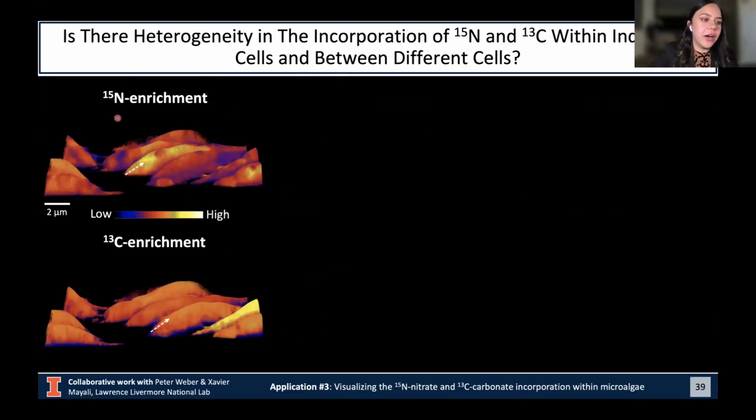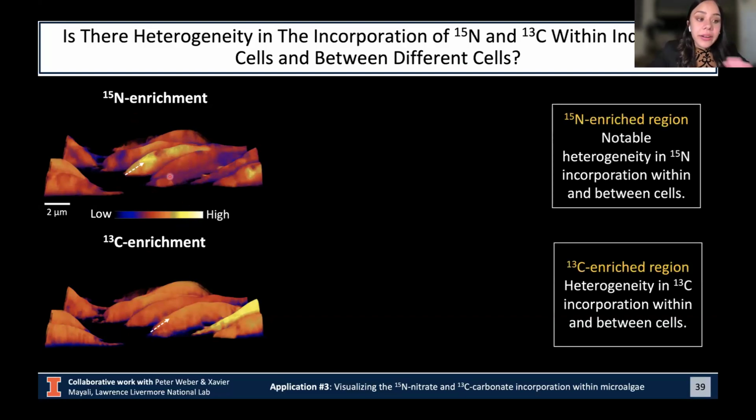So in these experiments, 15N is labeling nitrogen-containing molecules, for example, chlorophyll, and 13C is labeling any carbon-containing molecules, for example, lipids, or also potentially chlorophyll. So to answer our research question, what we did was compare the levels of incorporation of 15N and 13C within and between cells.